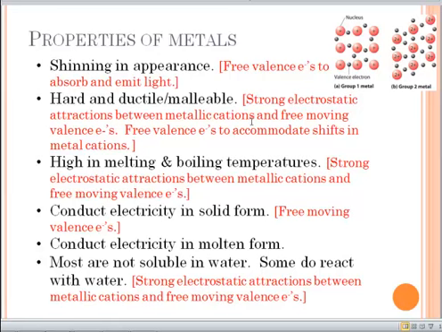Conducting electricity in solid form and in molten form is all due to the free-moving valence electrons. Most are not soluble in water, and some do react with water. It's also the strong electrostatic attractions between metallic cations and free-moving valence electrons, but there are exceptions such as sodium, lithium, calcium, and a fairly long list of metals that will react with water. So with that, let's wrap up the discussion about metals.